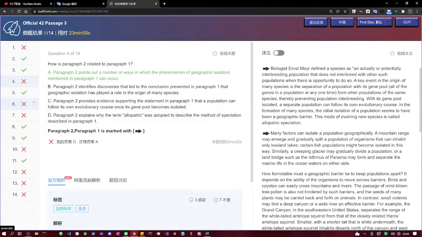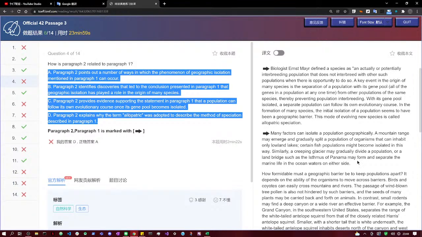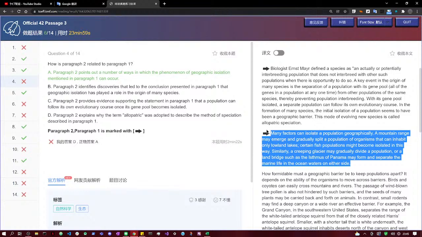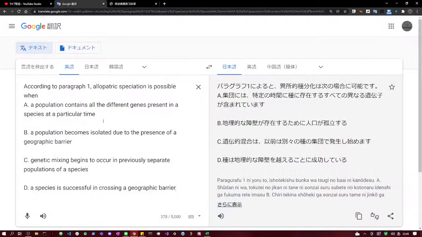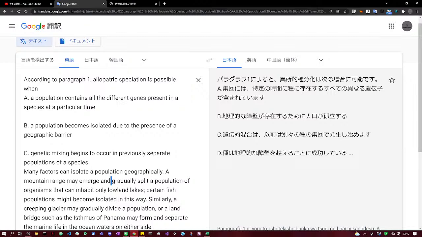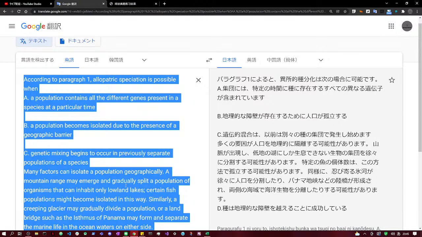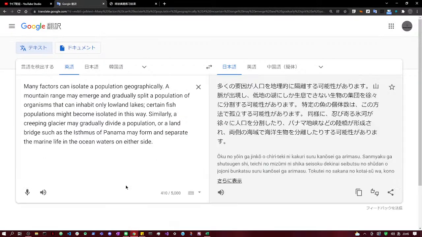How is paragraph 2 related to paragraph 1? Paragraph 2 points out a number of ways.